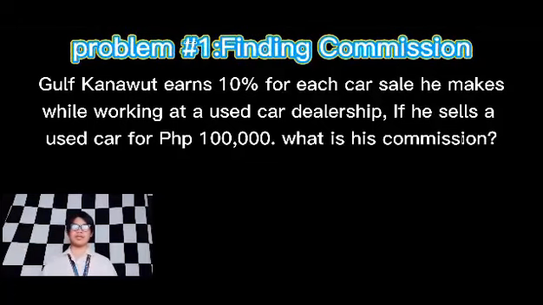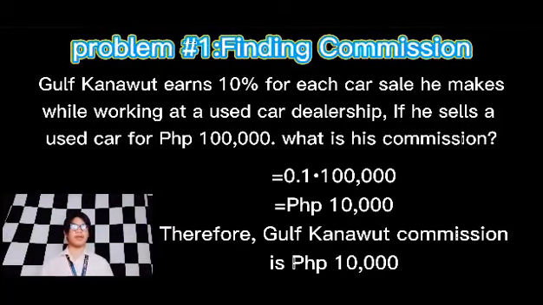So the first thing that we need to do is to convert 10% into decimal, which is 0.1, multiplied by the total price of the car, which is 100,000 pesos. So 0.1 multiplied by 100,000 pesos is 10,000 pesos. Therefore, Galkanawut's commission is 10,000 pesos.